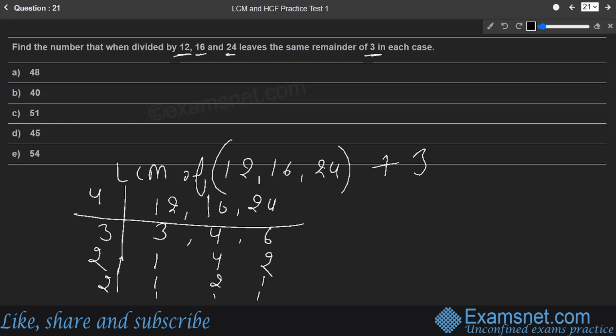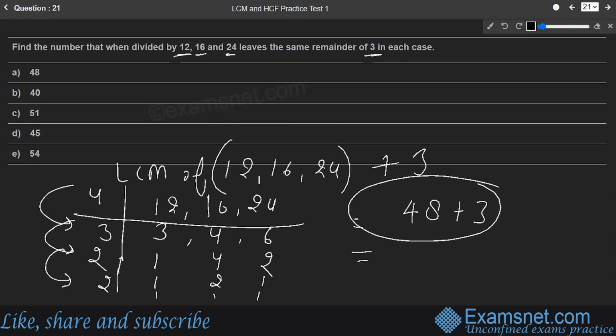So clearly the LCM is coming out to be 4 times 3 is 12, times 2 is 24, times 2 is 48. So the LCM is 48. We have to do the plus 3 also because the remainder is left out. 48 plus 3 gives me 51. So the clear answer is 51. Whenever 51 is divided by any of these divisors, that is 12, 16, 24, there will be a remainder of 3 left out. That is the right answer, option C.